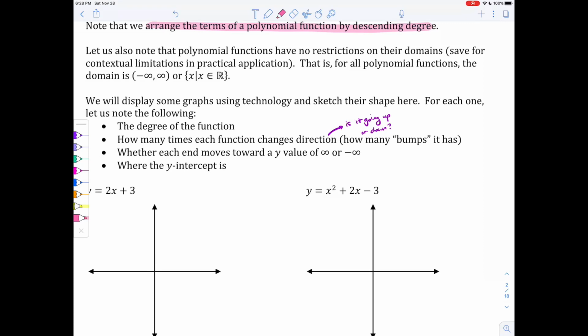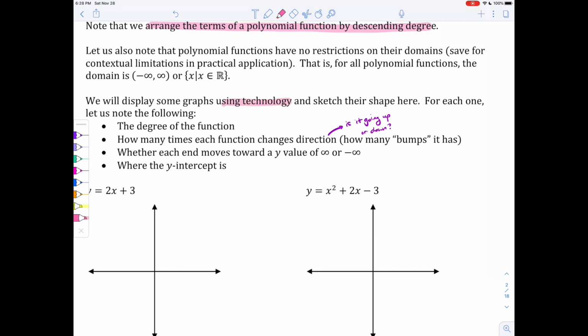for certain values. Like if it was someone diving off a diving board and they go off the board and into the water and then they come back up and resurface. Something like that, like the time before they actually dive, doesn't exist, so that's where you might have a contextual limitation. But anyways, let's display some using technology.